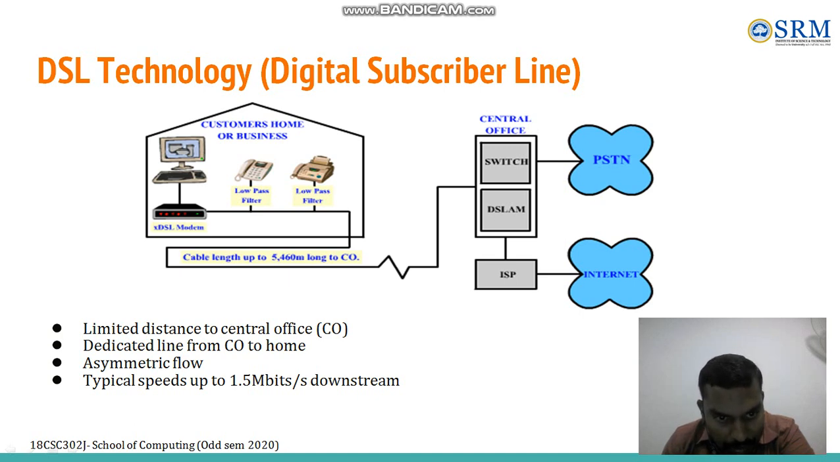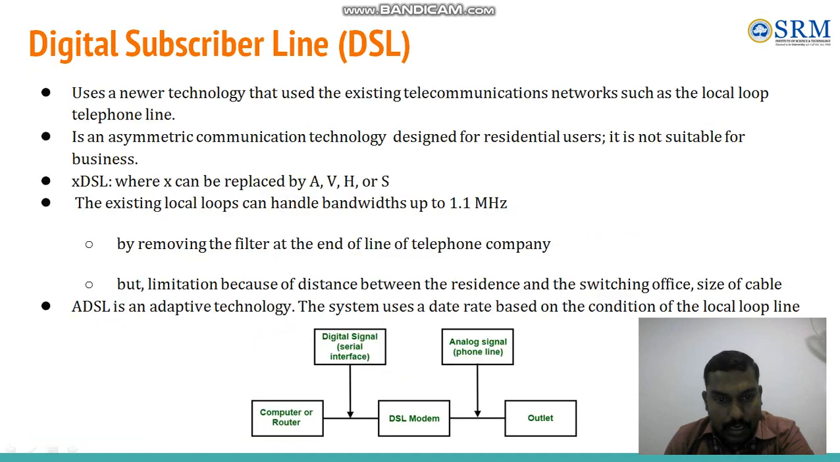The cable length is a maximum of 5.4 kilometers or 5460 meters, and this is switching technology, the central office. And the distance is limited in this technology. It needs a dedicated line from the central office to the home, so we need a separate physical connection between the home or business place and the central office, and it is asymmetric flow. The speed of this link is 1.5 megabits per second.